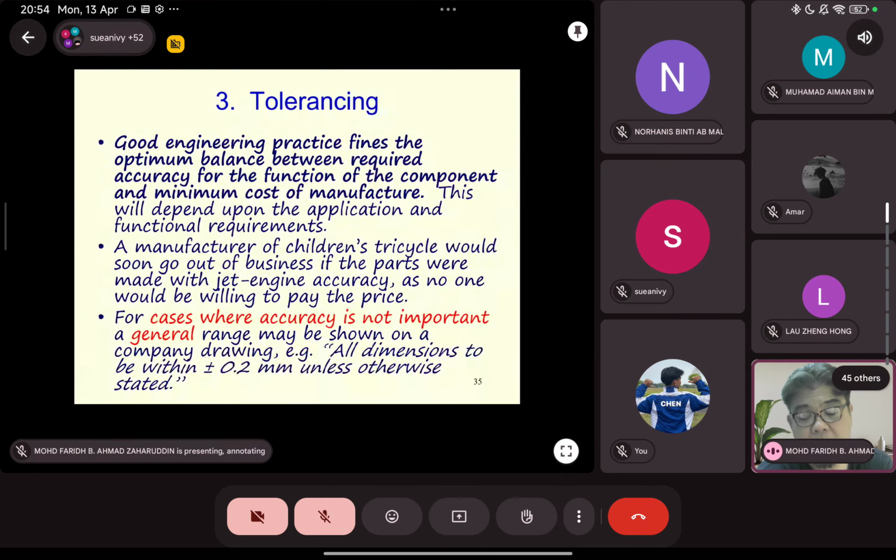Simple to understand. I gave some examples this afternoon to sections 11 and 12. If you buy a JCB, the one used to dig soil and so on, it is very cheap. Compare with a small car, which costs a few 100,000 ringgit. Why? Due to the precision.